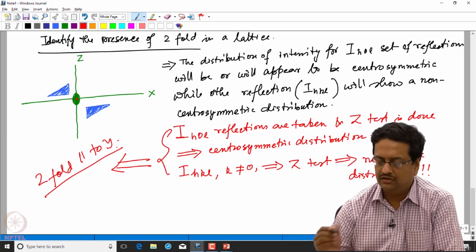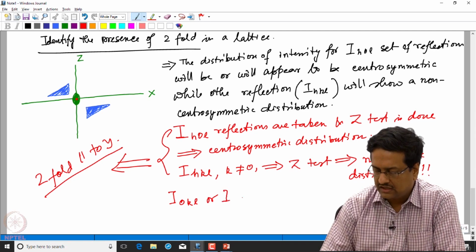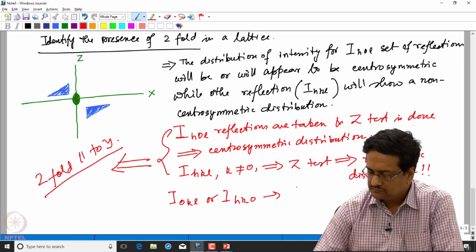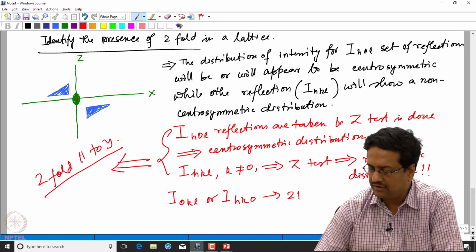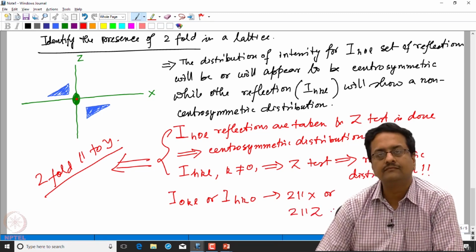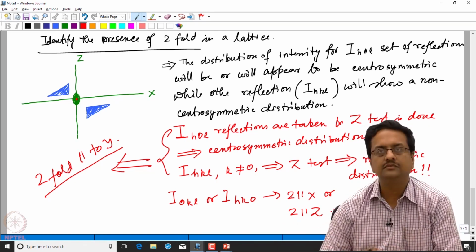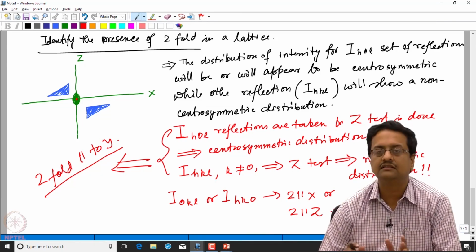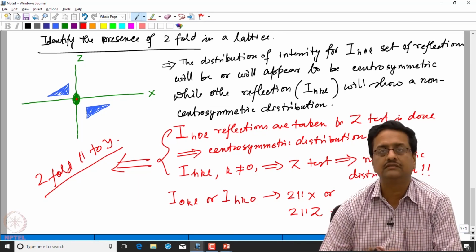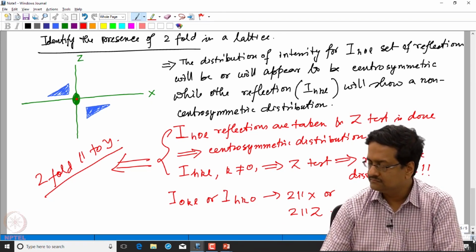In the same manner, one can look at I(0KL) or I(HK0) sets of reflections to find out the presence of a twofold parallel to x or a twofold parallel to z. So, by looking at the distribution of intensities for different sets of H0L, 0KL or HK0 reflections, one can identify the presence of a twofold in a lattice.